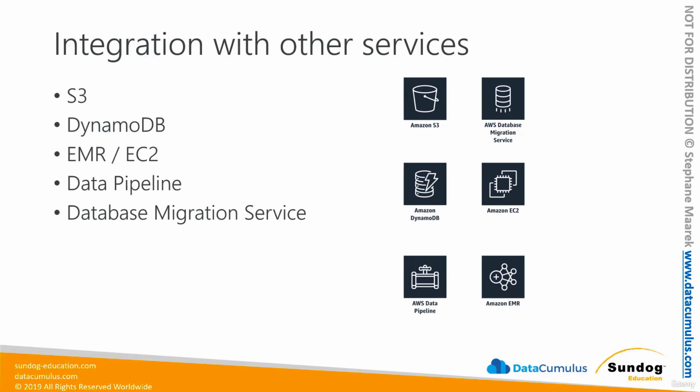So again, via the copy command, you can load data from one or more remote hosts, such as EMR clusters or whatever you're running on EC2 for that matter. It also integrates with the AWS Data Pipeline, so you can automate the data movement and transformation in and out of Redshift tables using Data Pipeline. And finally, the AWS Database Migration Service, or DMS, can migrate your data into Amazon Redshift for you, or at least help you with the process.